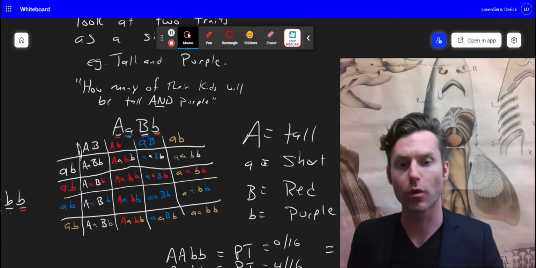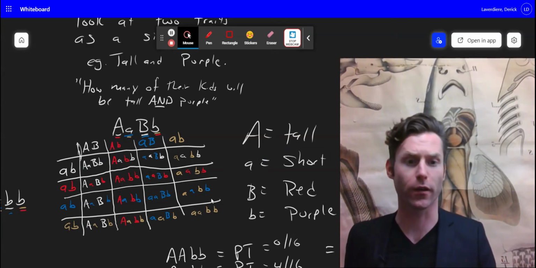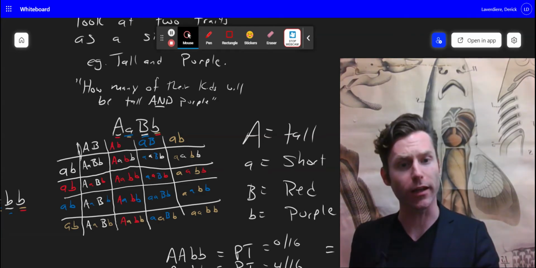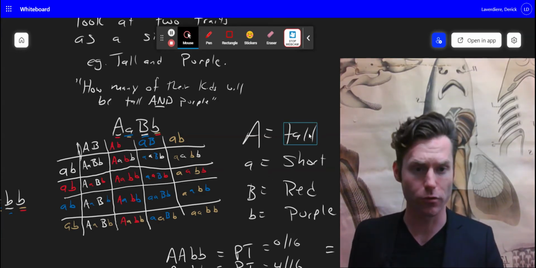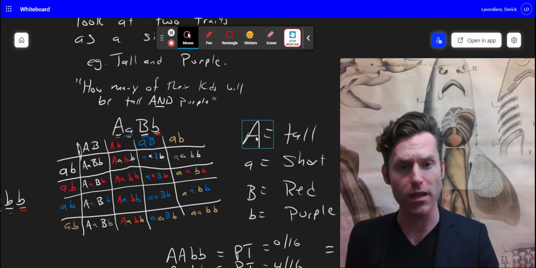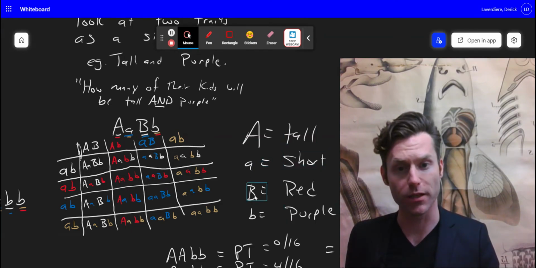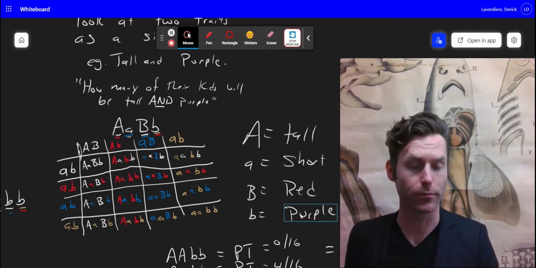So when we're looking at this, again, we're still in the context of looking for babies that are tall and purple. The rules I've set up here is that the dominant trait for A is tall and the recessive trait is short. So the allele for tall is dominant over the allele for short. For the B trait, red is the dominant allele over purple.